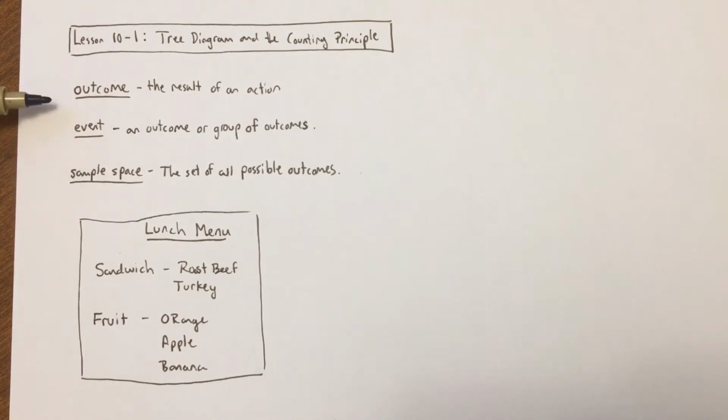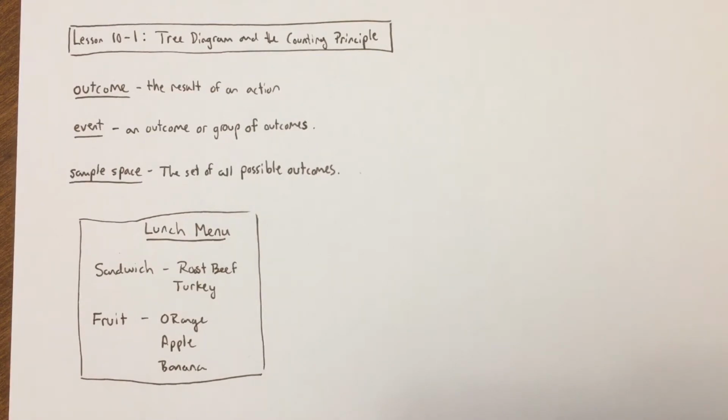Here are your definitions up here at the top. We have outcome, event, and sample space. So an outcome is the result of an action. An event is an outcome or group of outcomes. And a sample space is the set of all possible outcomes.